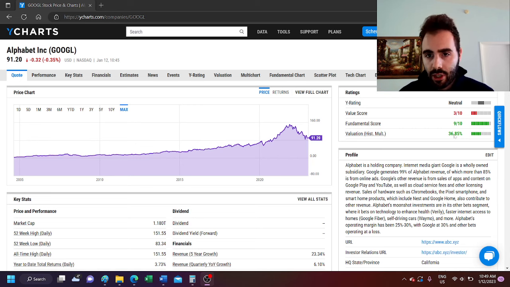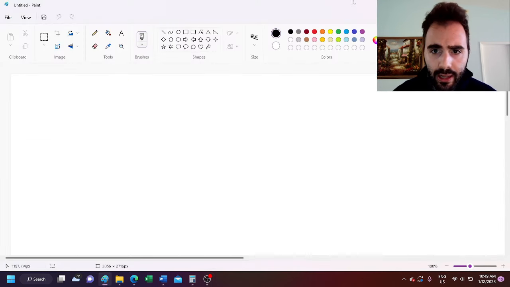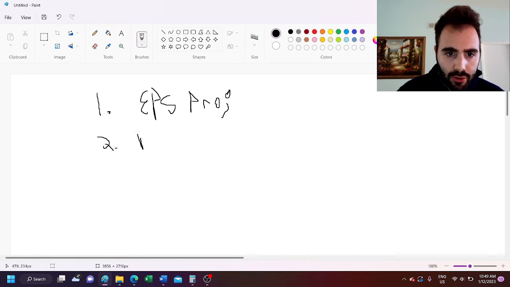One is the earnings projection model. So that's the first model we're going to use. The second model is called the return on equity projection model. And the third is going to be what I like to call the return on capital projection model. So if I open up Paint here, I'll show you the three models. So the first model is called the earnings per share projection. The second model is called the return on equity projection. And then the third is the return on capital projection.